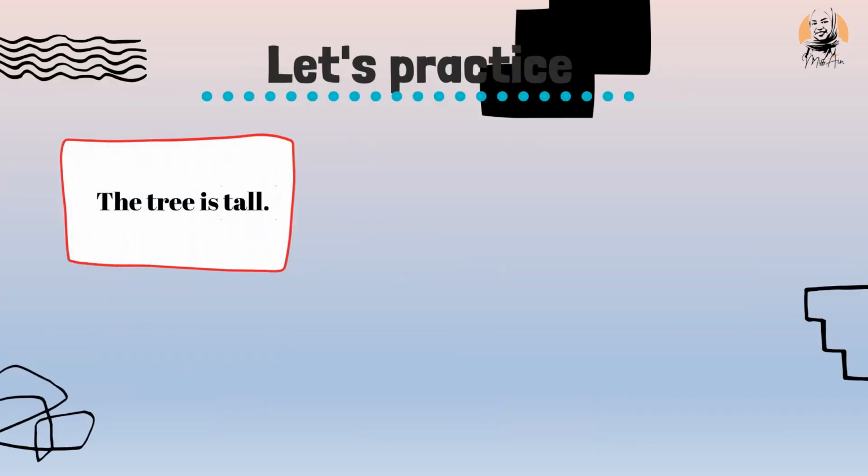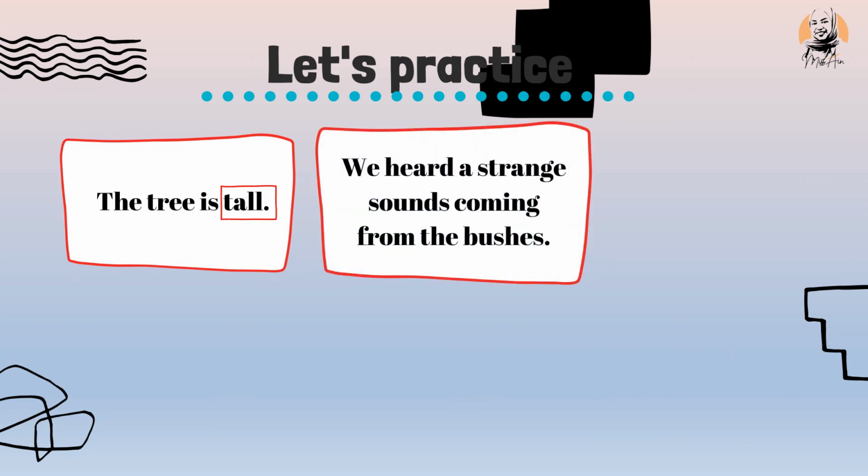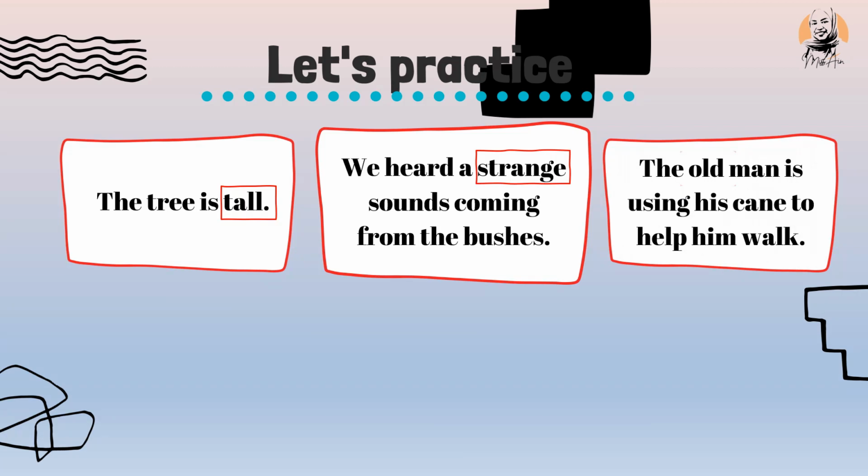But before that, let's practice together. Let's look at the sentences and identify the adjective. The first one, the tree is tall. What is the adjective? Good, tall. Next, we heard a strange sound coming from the bushes. Yes, strange, because we want to talk about the sound. Okay? The old man is using his cane to help him walk.